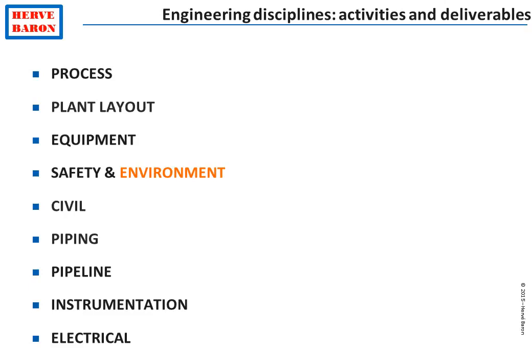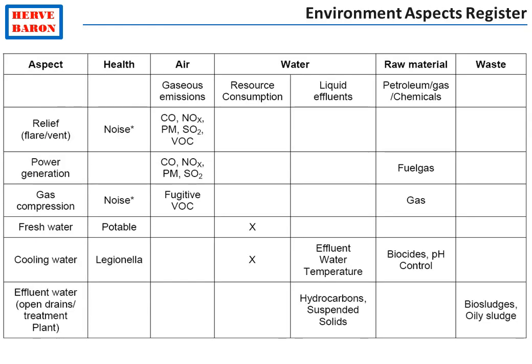Let's look at the environment part of the discipline. First of all, impacts of the plant on its environment must be identified. This is done by producing what is called the Environment Aspects Register.